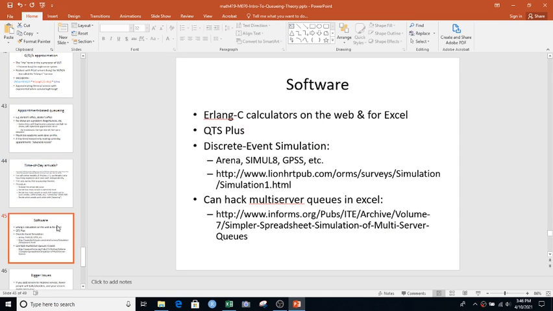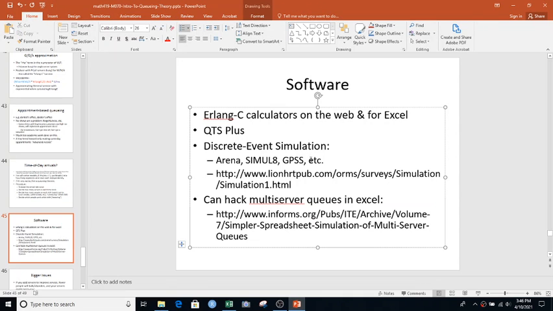There's all kinds of software out there for this. Discrete event simulation can handle really complicated things. I think I had shown one called AnyLogic. You can do multi-server queues in Excel, but it's really not a pleasant Excel setup. So if you really have to do it, you can use this Informs Transactions on Education article about doing multi-server queues in Excel.